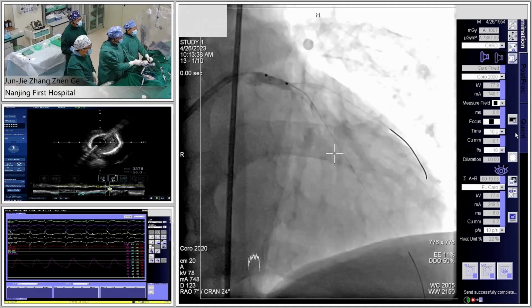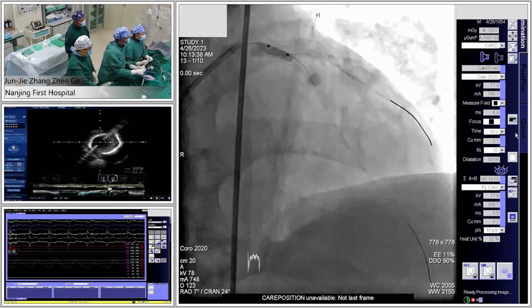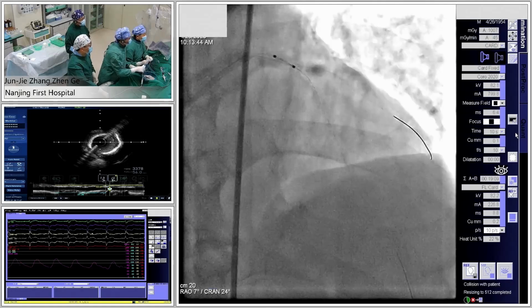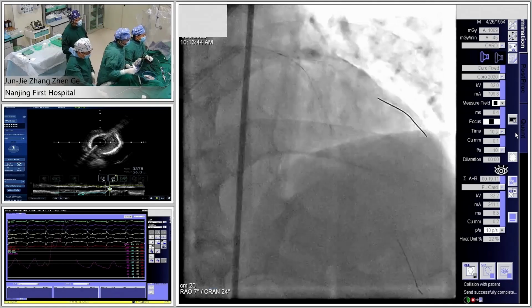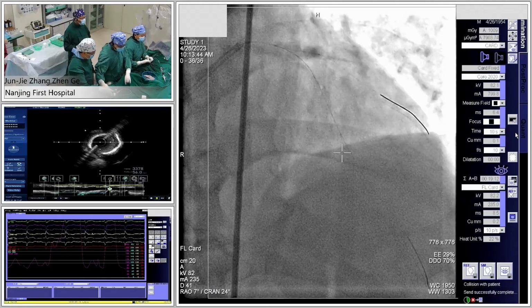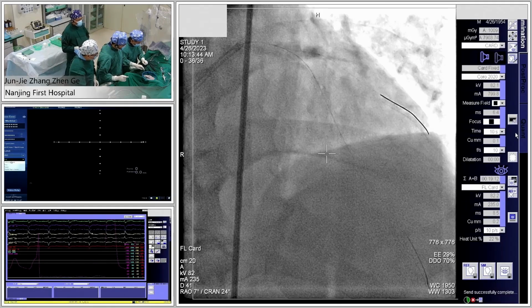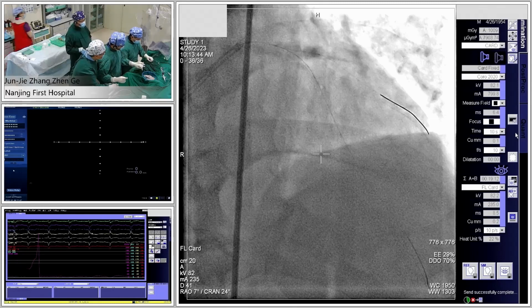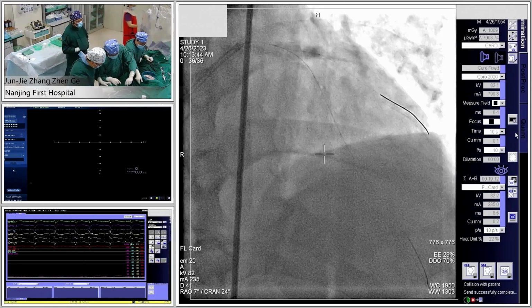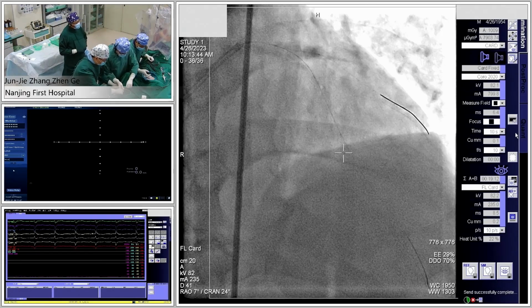Yeah, good. Nice shape. I think we can check IVUS. Show that. So now we check the IVUS to detect whether we have successfully done the lesion preparation with the T-wave lithotherapy.